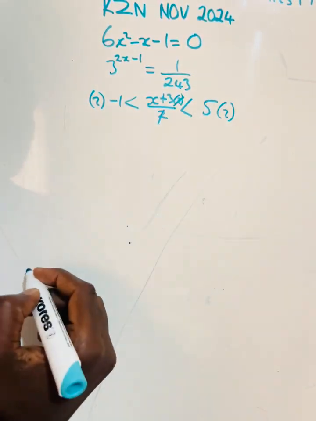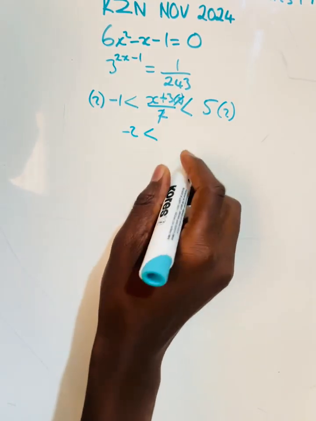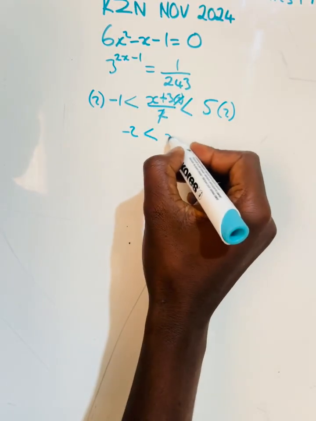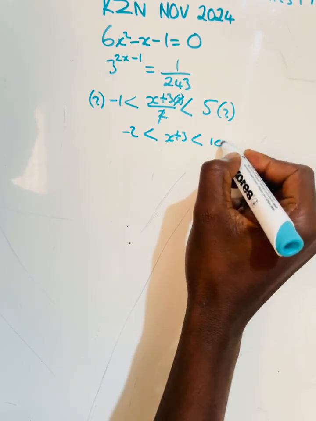These two cancel out these two. Positive times negative, it's a negative 2, is less than. Now we've got x plus 3 here, and is less than 5 by 2, which is 10.